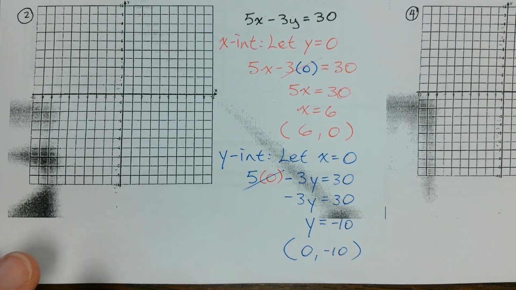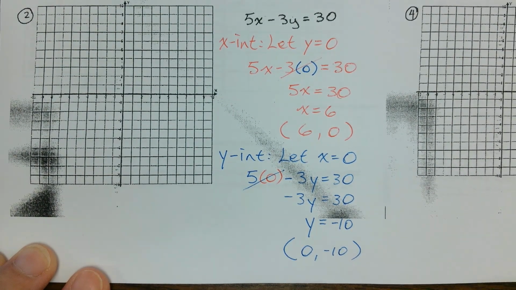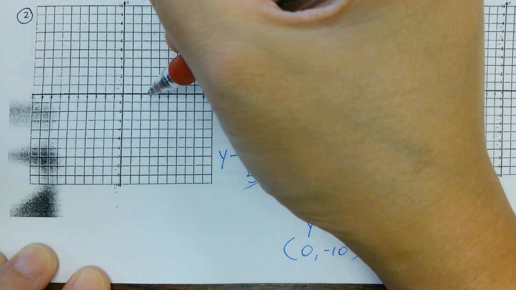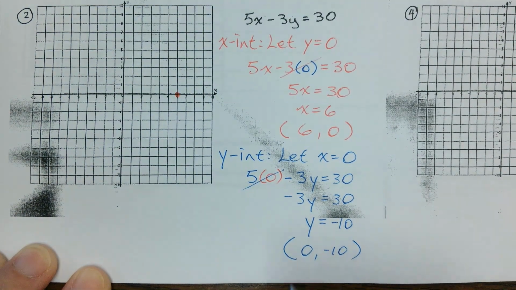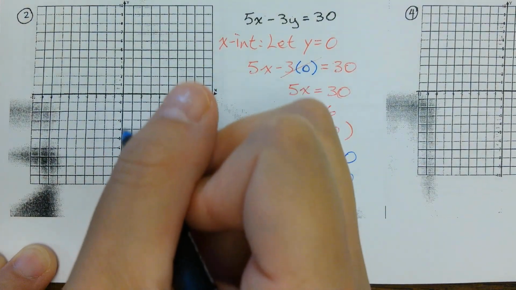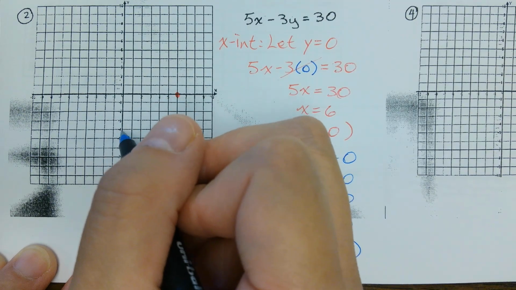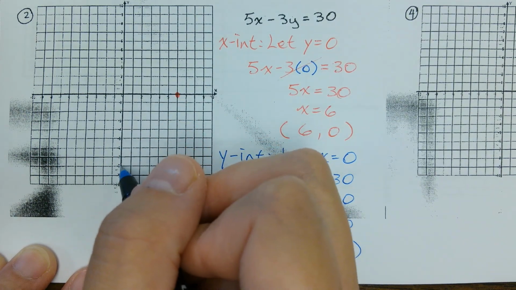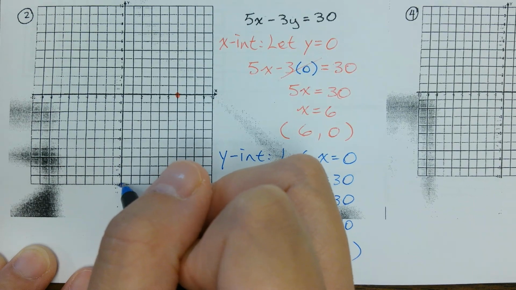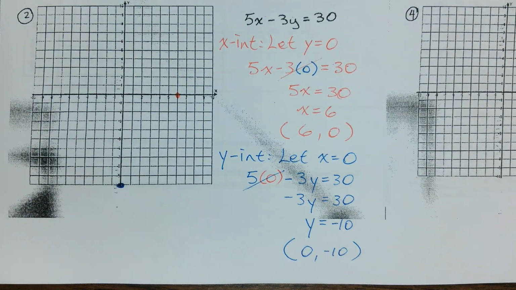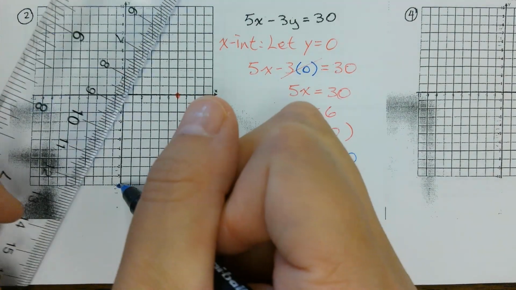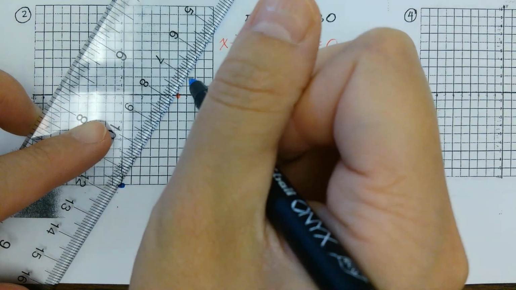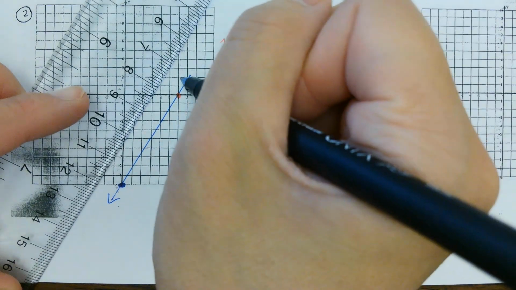Okay. So now I can plot the 2 points. 6 and 0. 1, 2, 3, 4, 5, 6. So this point right here. And my y-intercept 0, -10. 1, 2, 3, 4, 5, 6, 7, 8, 9, 10. Yeah, -10, because 30 divided by -3. Okay, and here's my line.